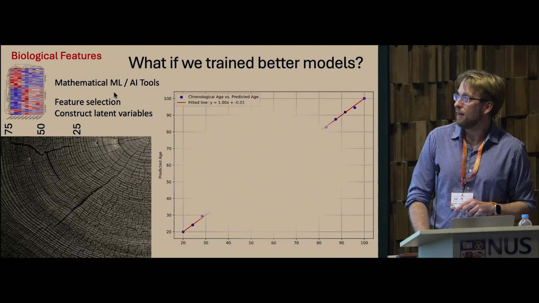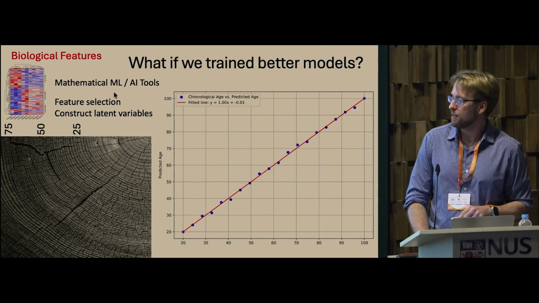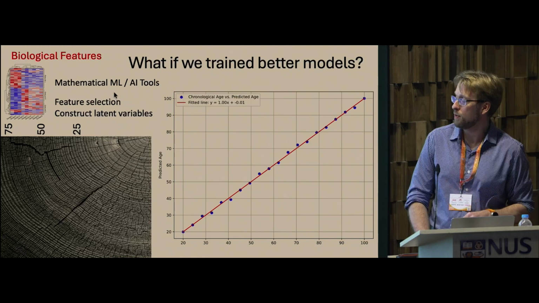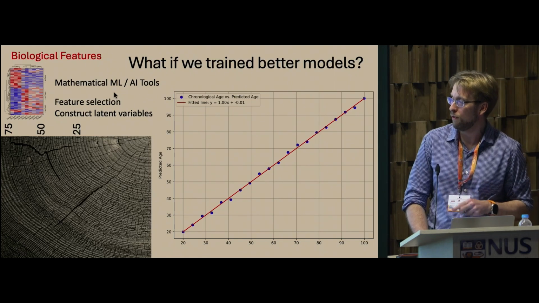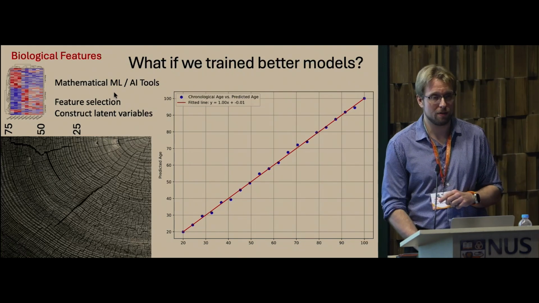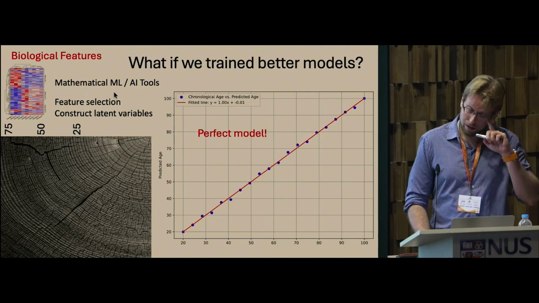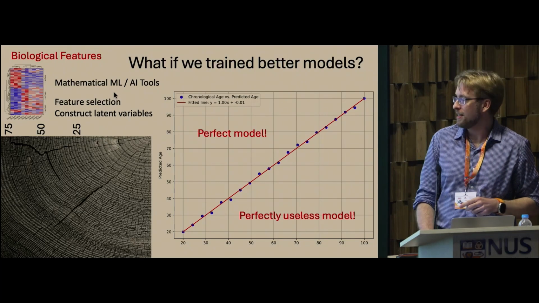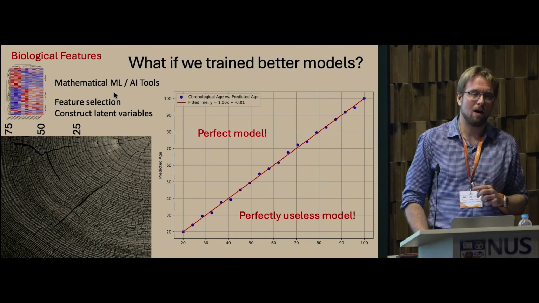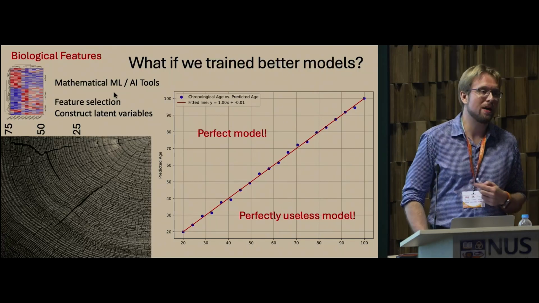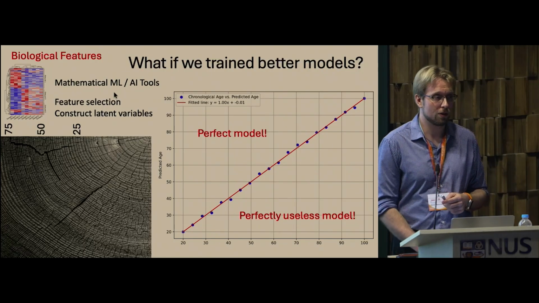But then I get a perfect model, which is great, right? So this model now performs optimally. It performs almost flawlessly, giving me the chronological age of the sample. So it's a perfect model. But for the purposes I just discussed, it's also perfectly useless, because now it doesn't actually tell me anything about the biological to chronological aging differences.